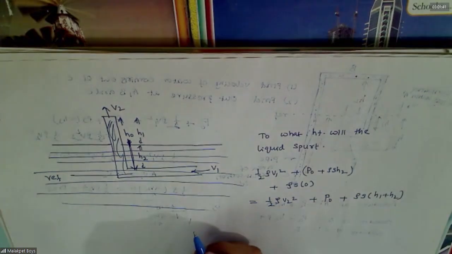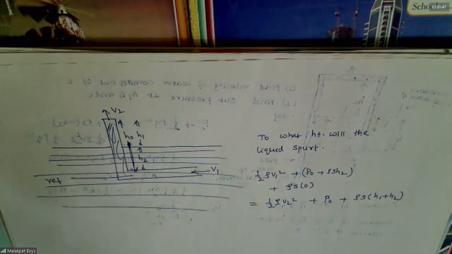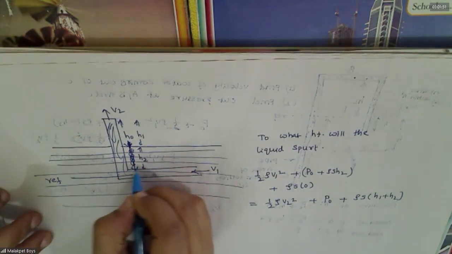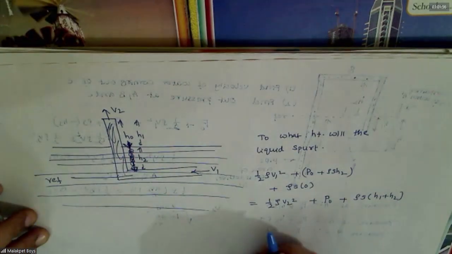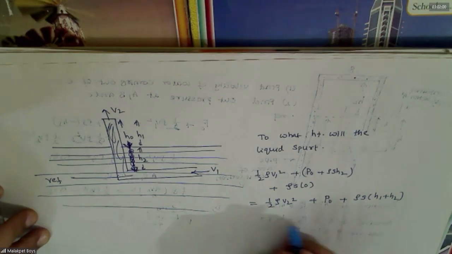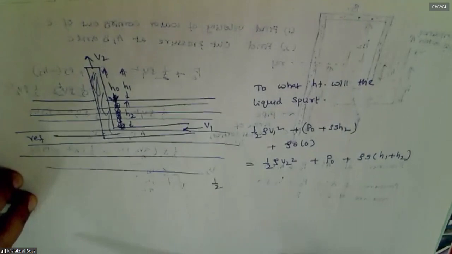Do you agree with this? Right, this is only H naught. Hear this. Right, let us see now. What is that you are getting here? This you followed now? Any doubt is there?